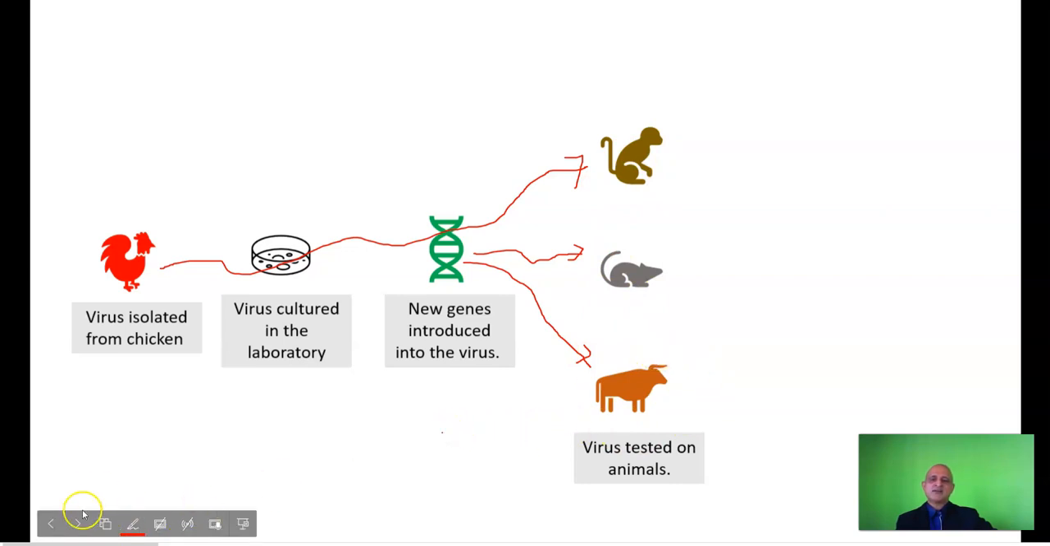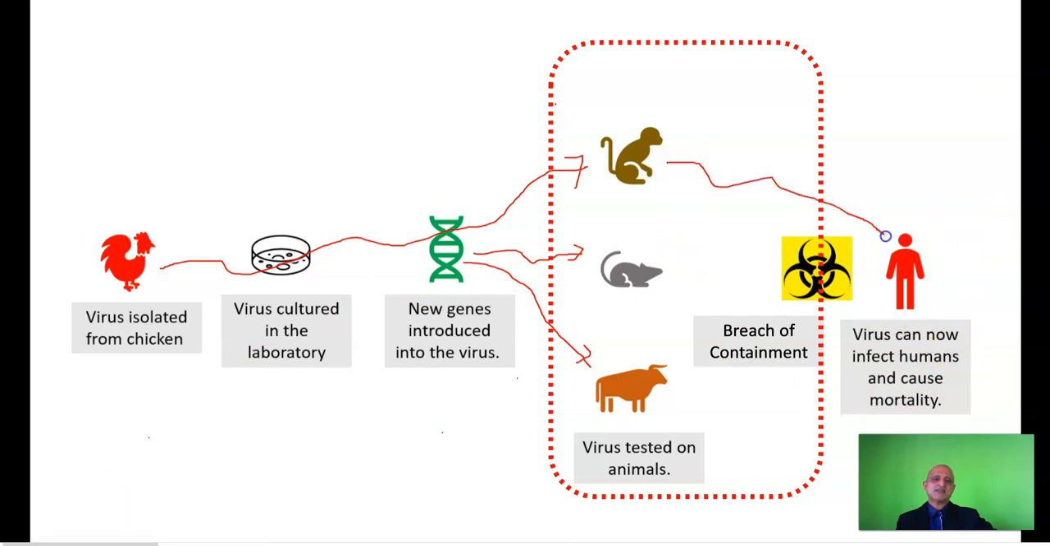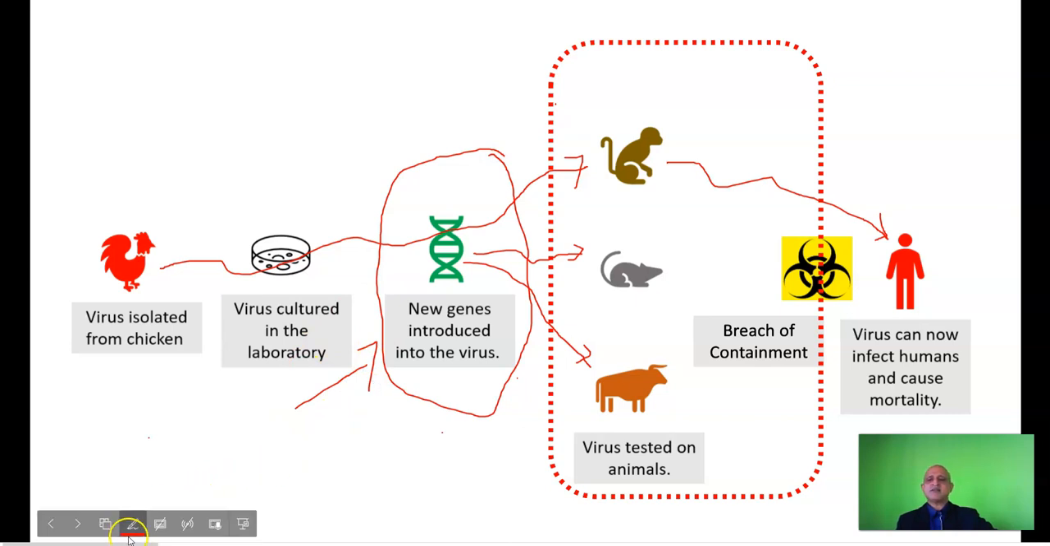Now there is a breach of containment in this facility, for instance. We assume that there is a breach of containment. This is their contained facility with all the precautions, and there is a breach of containment. This may be either as a result of a breach of biosecurity or a biosafety breach. So that's what happens. Then you have your virus, which can now infect humans and cause mortalities. Now the virus has developed or been endowed with the ability to infect human hosts via an animal host. And this is purely because a new gene was introduced. So this is an example of a gain of function experiment.